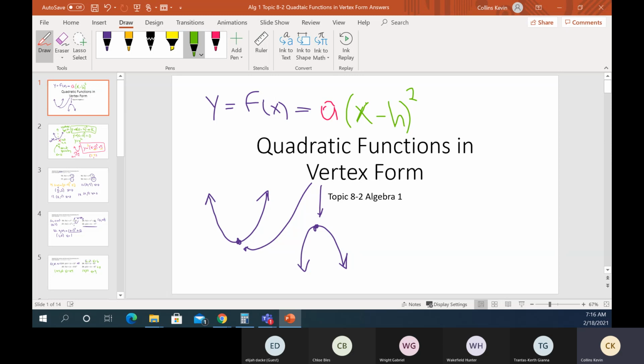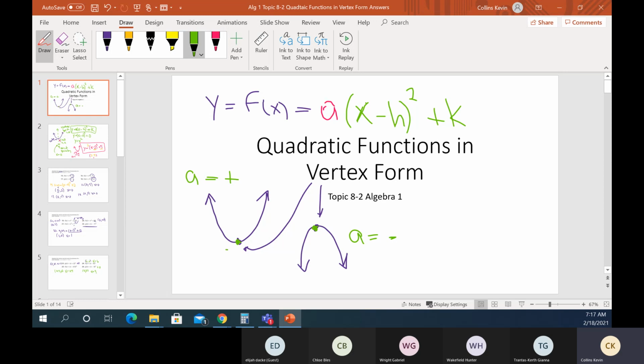And then you could move up or down by adding on some number that they call k. So when you've got a vertex like we've got here, the vertex is either this minimum point or this maximum point, depending on whether your graph is going up or down. This one here would be a, the number out front, is positive. And over here, a is negative. So that tells you whether you're going up or down.